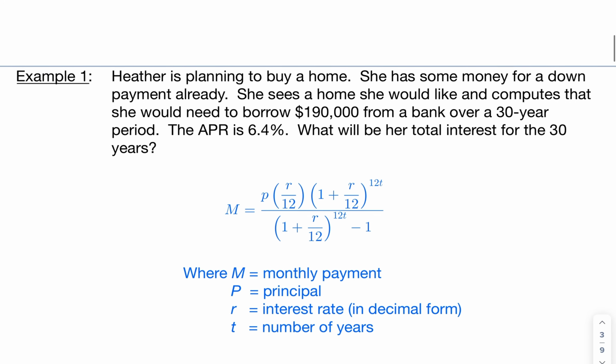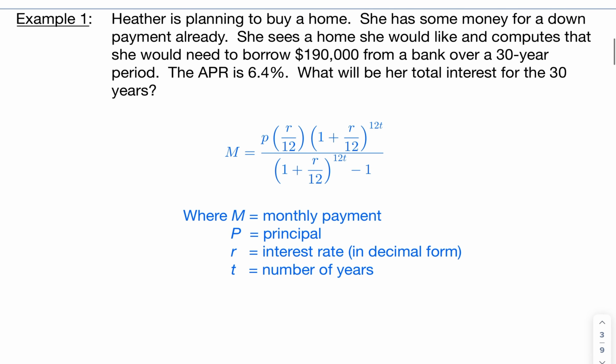All right, so let's go ahead and take a look at example number 1. Here we have Heather, who is planning to buy a home. She has some money for a down payment already, and she sees a home that she would like and calculates that she would need to borrow $190,000 from a bank over a 30-year period. So this is a 30-year loan, which is very traditional. Most people will get a loan that will take 30 years to repay.